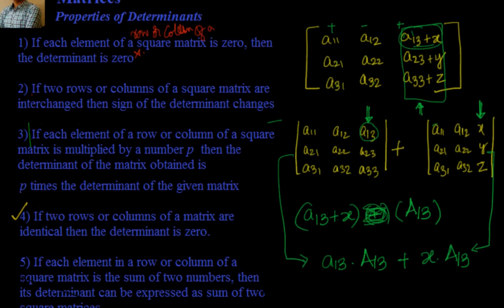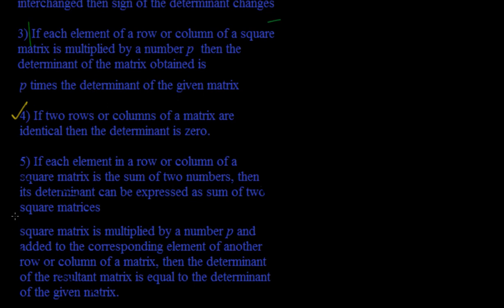Let's move to the next property. This is the sixth property. If each element in a row or column of a square matrix is multiplied by a number p and added to the corresponding element of another row or column of the matrix, then the determinant will remain the same, or the determinant of the resultant matrix is equal to the determinant of the given matrix. What exactly is the meaning of that? If each element in a row or column of a square matrix is multiplied by a number p and added to the corresponding element of another row or column of the matrix.